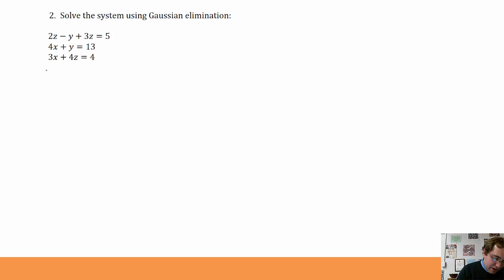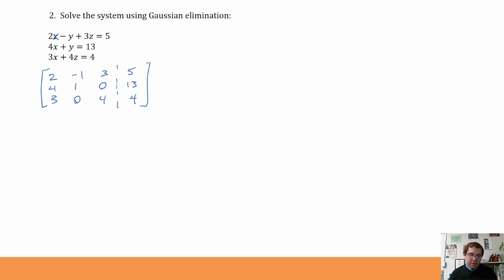So you set up the matrix. That should be an x there. We got 2, negative 1, 3, 5, 4, 1, 0. There's no z's in that second equation. 13, 3, 0. There's no y's in that third equation. Then a 4 and a 4.